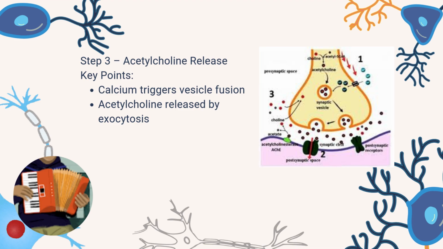In step three, we have ACh release. Inside the nerve terminal, calcium causes synaptic vesicles to fuse with the presynaptic membrane. These vesicles release the neurotransmitter ACh into the synaptic cleft, the small space between the nerve and the muscle.